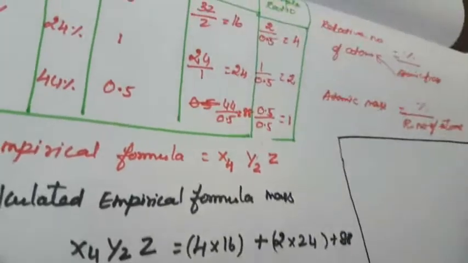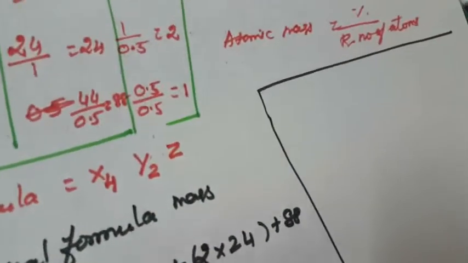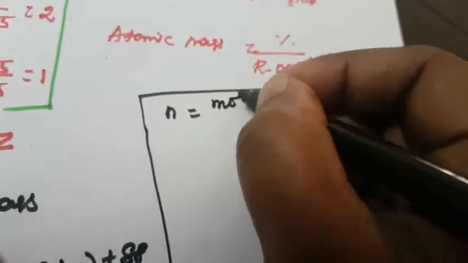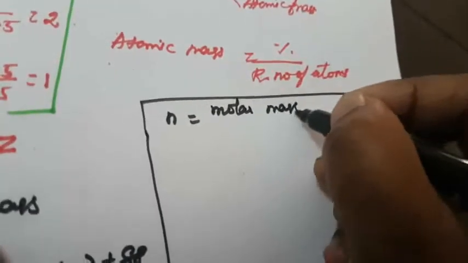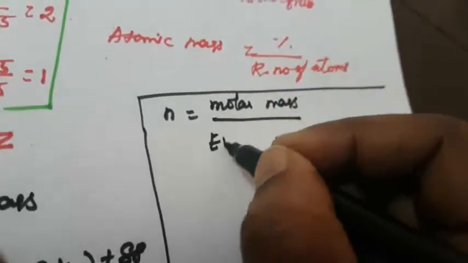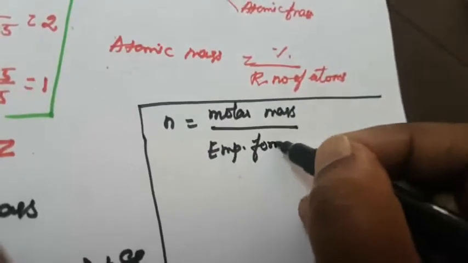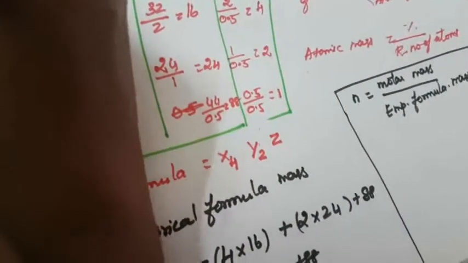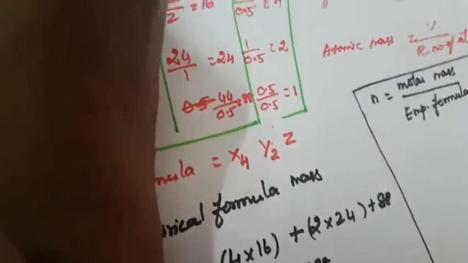Next we are going to see the molecular formula. What is the n value? Next we are going to calculate the n value. n is equal to molar mass divided by empirical formula mass. The molar mass is already given, that is 400. Evaluate yourself this one.